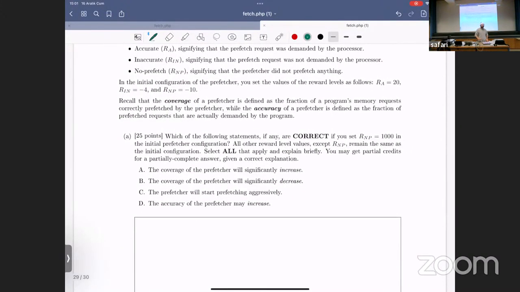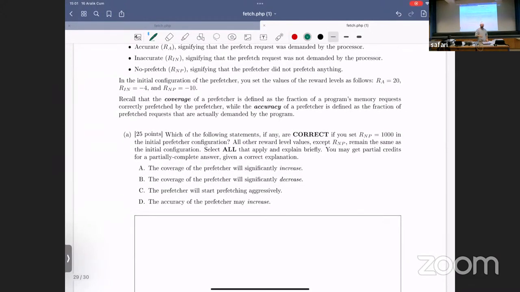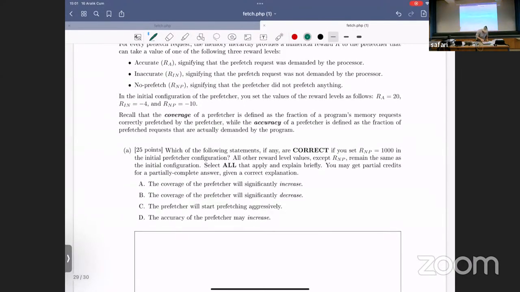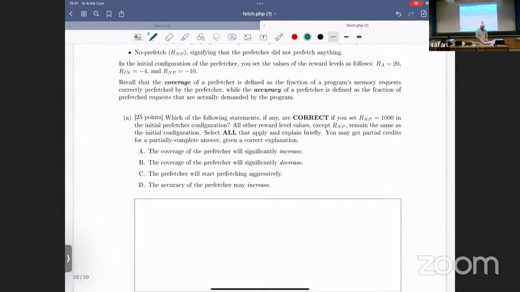So if we give a reward to a no prefetch action, we have basically two actions, either prefetch or not prefetch, right? We do not prefetch, and we give a reward of 1,000 compared to minus 420 for a prefetch. Then which of these would happen? Is there a chance, for example, that we will have a higher coverage by prefetching less? If we give a higher reward for not prefetching, this means that our prefetcher will learn that, okay, if you don't prefetch, we're fine. Prefetch less, for sure. Is there a chance that the coverage will be higher?